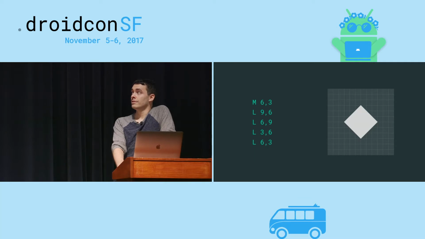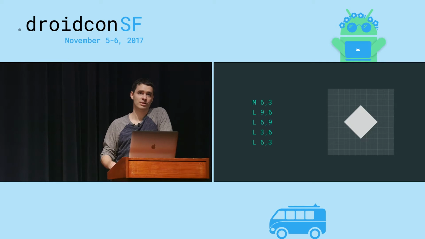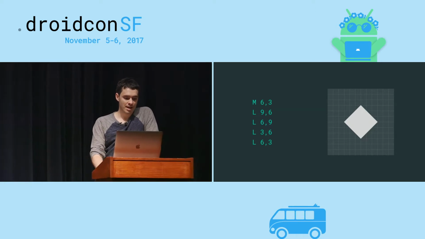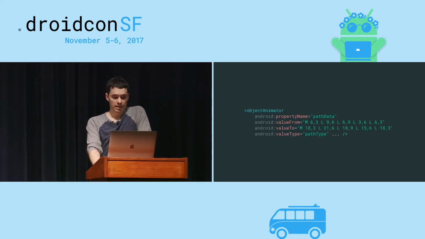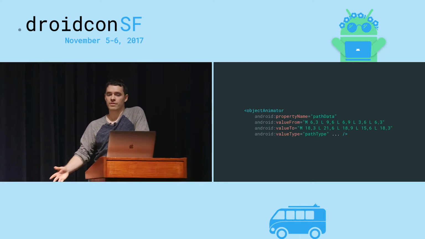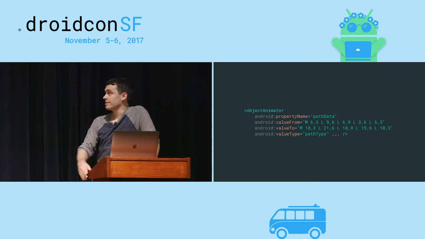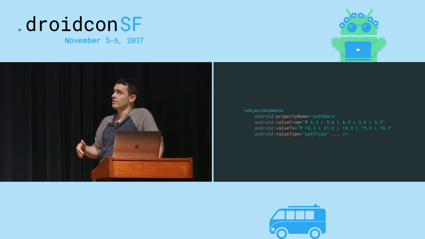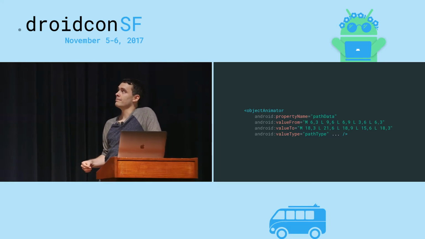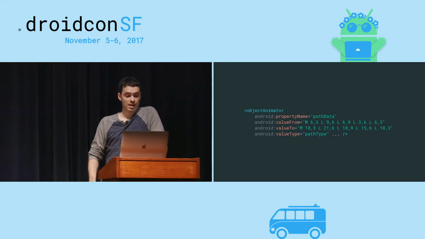The SVG path data spec is pretty large. There are other commands like T's and C's to draw curves and arcs. In this talk, I'm only going to mention M, which is move to, L, which is line to, and C, which is a cubic Bezier curve command. If you wanted to morph that square that we just drew, we would use an object animator, which we'd declare in XML. This is animating a square into another square. It's animating the path data property of a vector drawable.